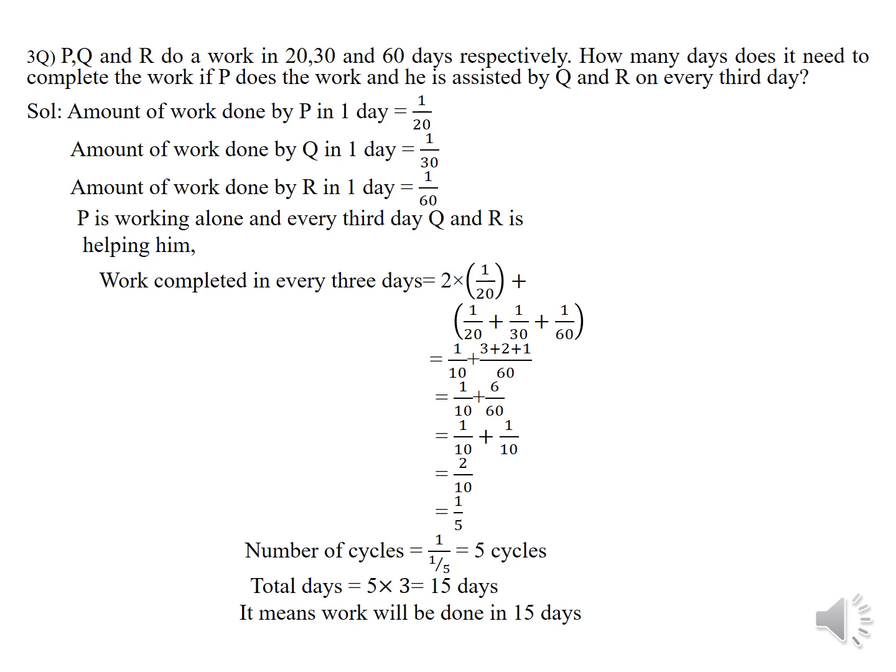Since the denominators are the same, adding the numerator terms, we get 2 by 10. After cancellation in the 2 table we get 1 by 5. So how many cycles are completed on every third day means 1 by 1 by 5, which means 5 cycles are completed. So total days is equal to 5 into 3, which is equal to 15 days. It means the work will be done in 15 days.